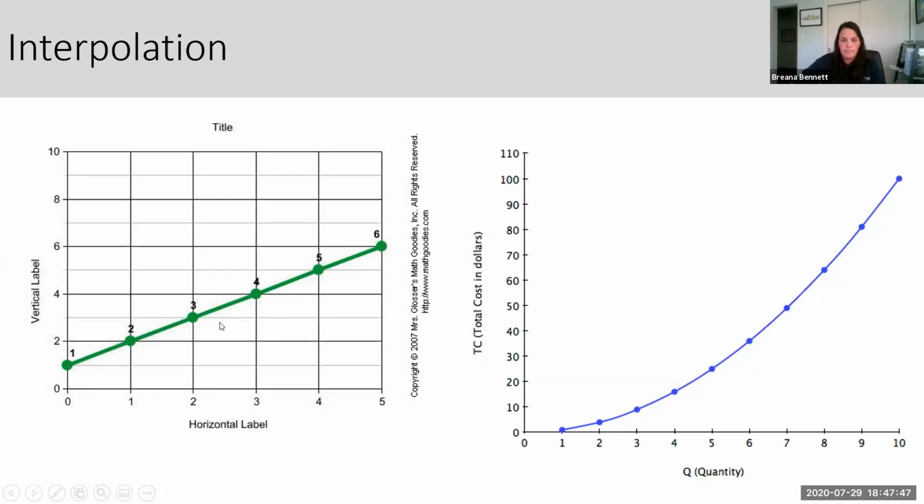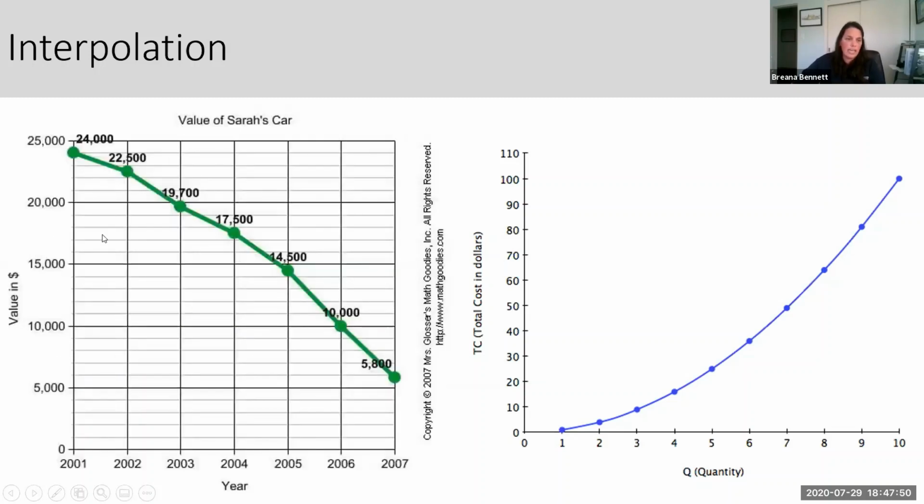This graph had values in it. So this is the value of a car depreciating, right? So if I were to sell this car in June 2005, halfway between 2005 and 2006, I use that mental interpolation, or you can do mathematical interpolation to say, hey, maybe I'd get $12,000, $12,500, something like that. I'm going to interpolate between the two given values.